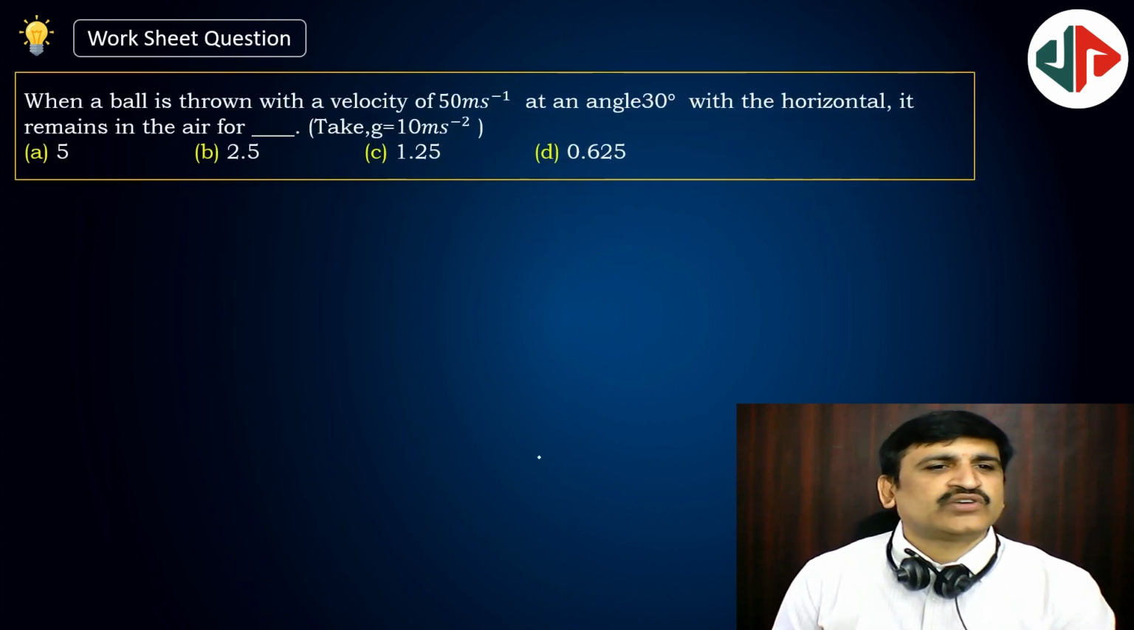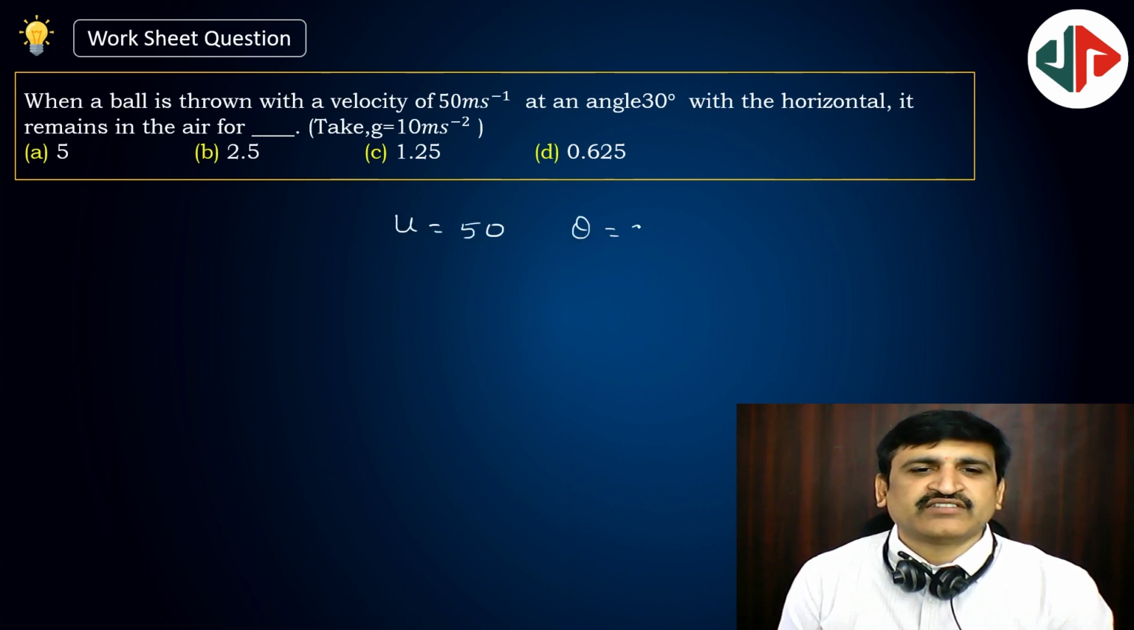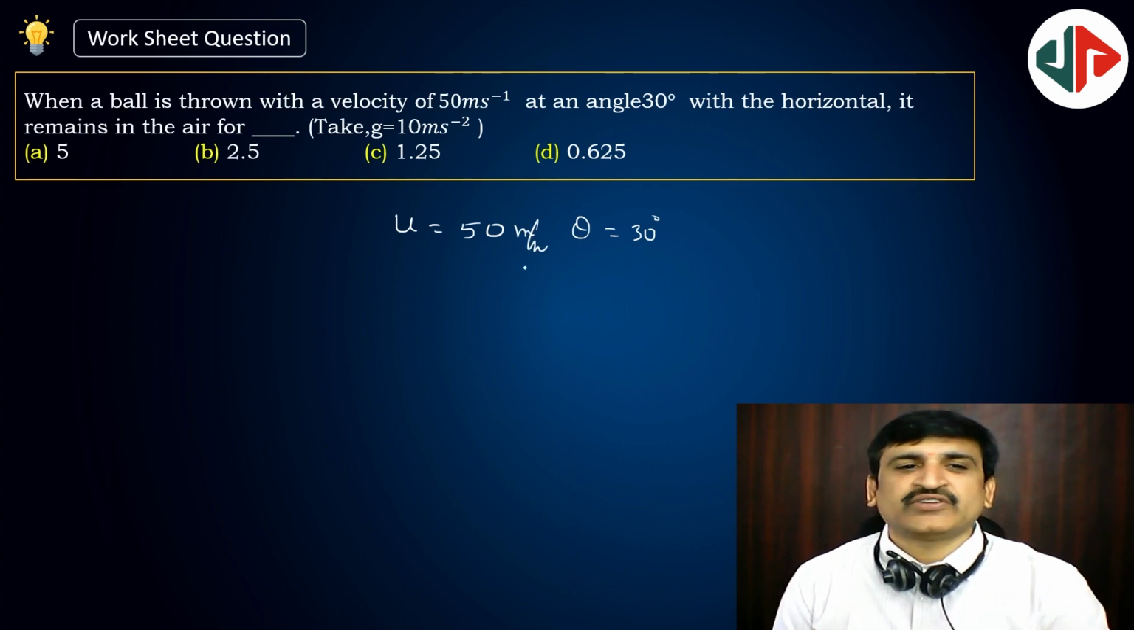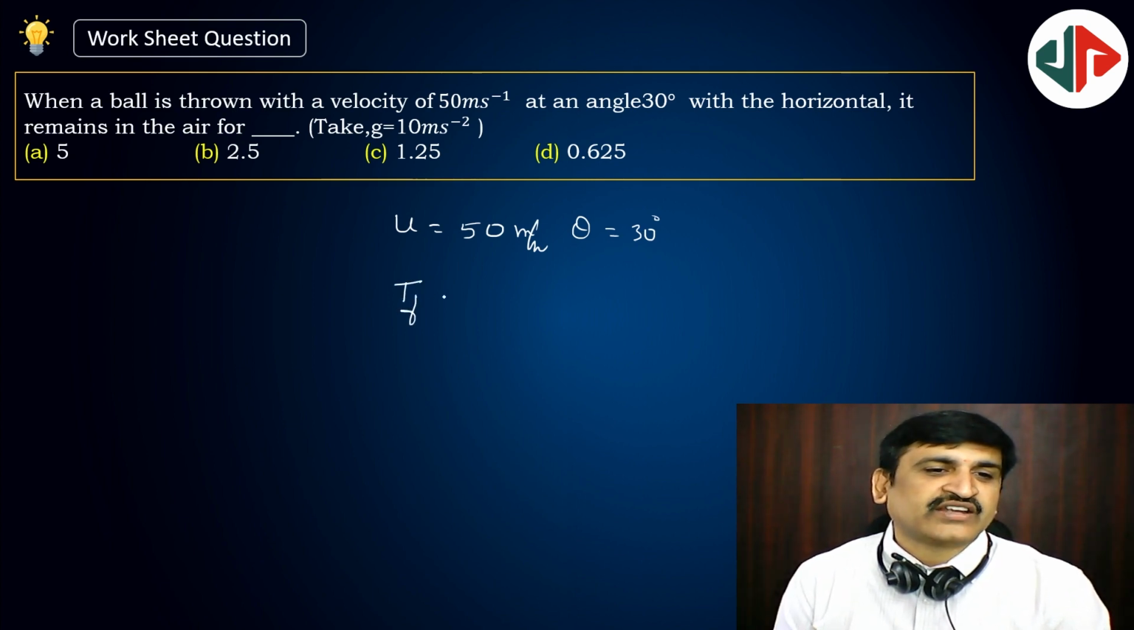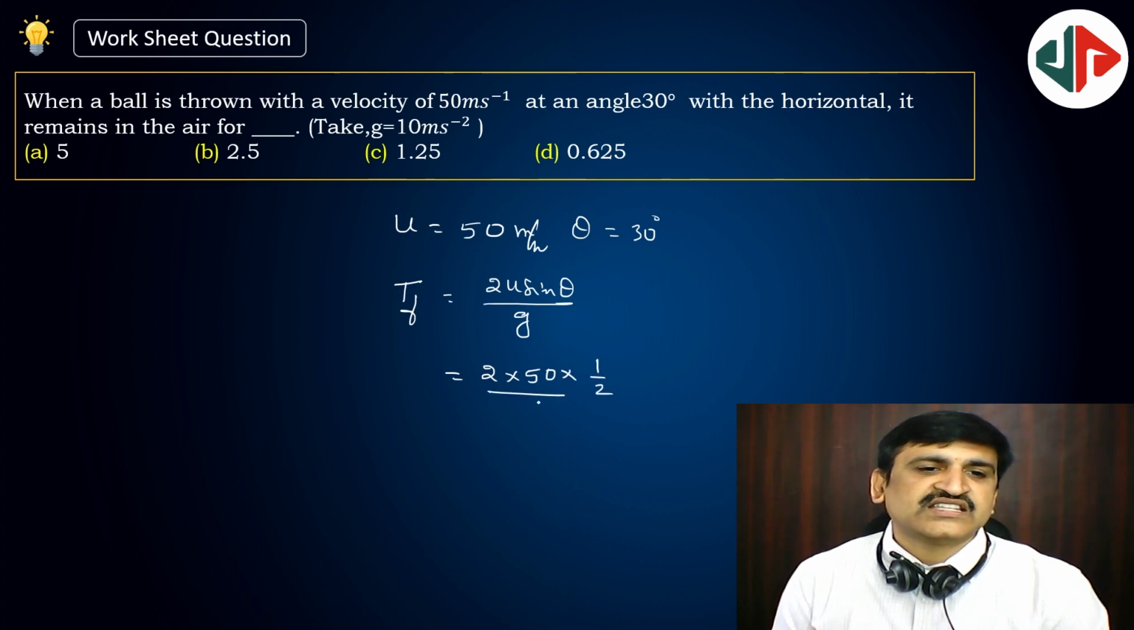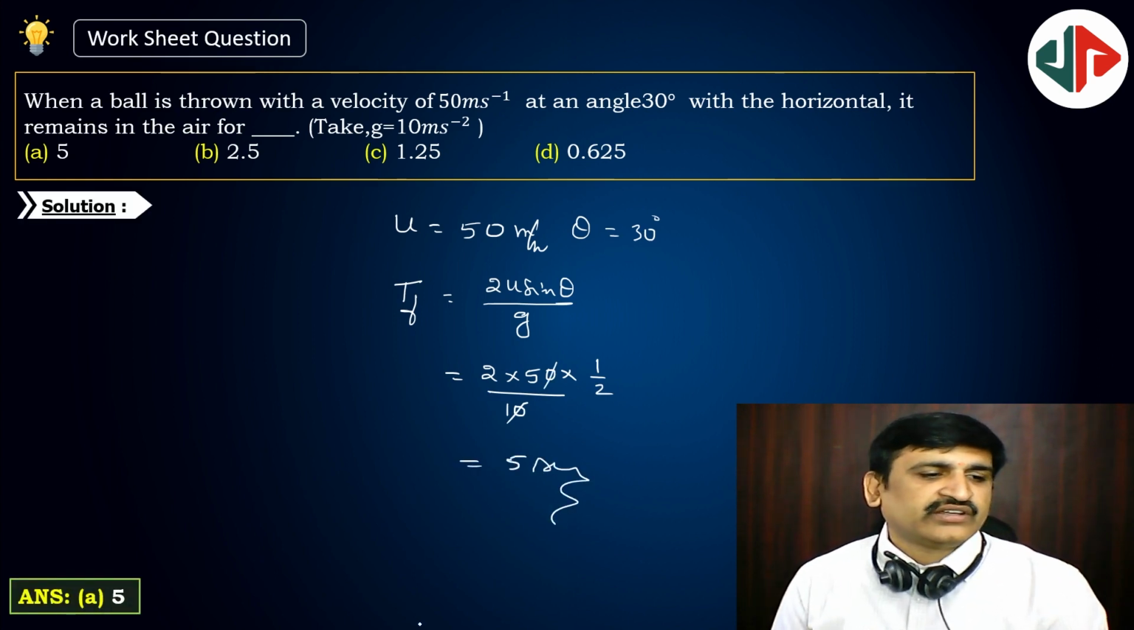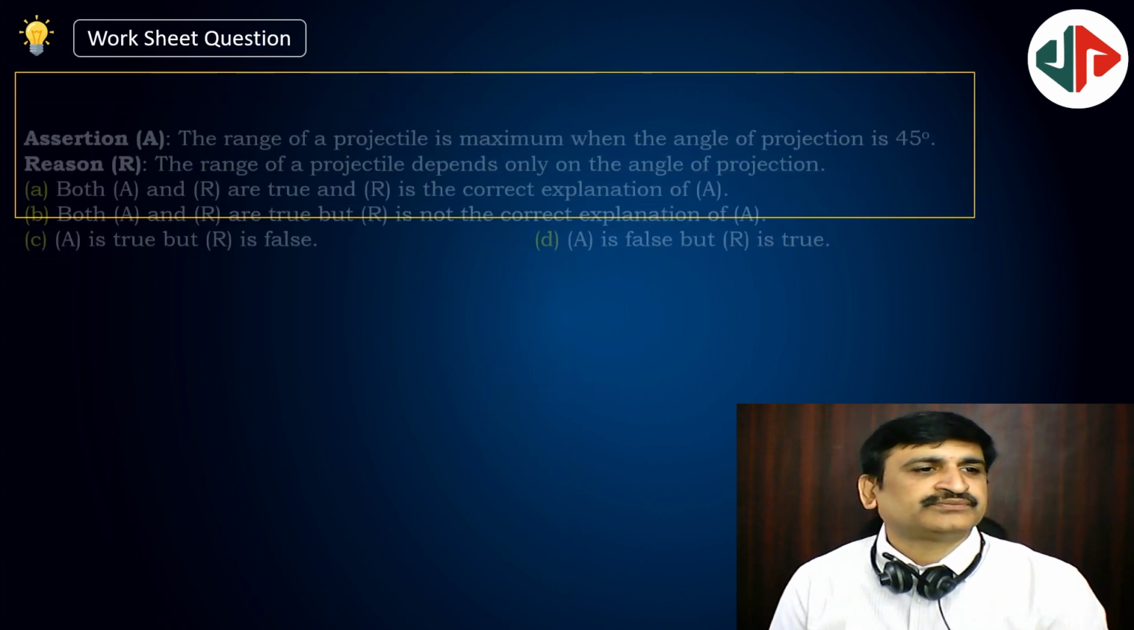When a ball is thrown with a velocity 50 meters per second, U is equal to 50 meters per second at an angle theta equal to 30 degrees with the horizontal. Usually our mind won't accept a number without units. It remains in air for, remains in air means time of flight. Time of flight is equal to 2u sin theta by g. 2 into u sin theta, 1 by 2, by g. g is 10. So 5 seconds. Option A. Next one.